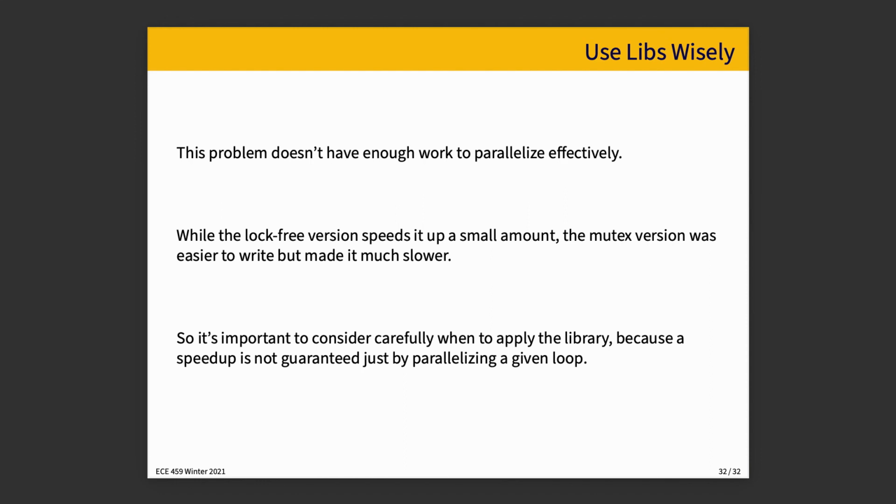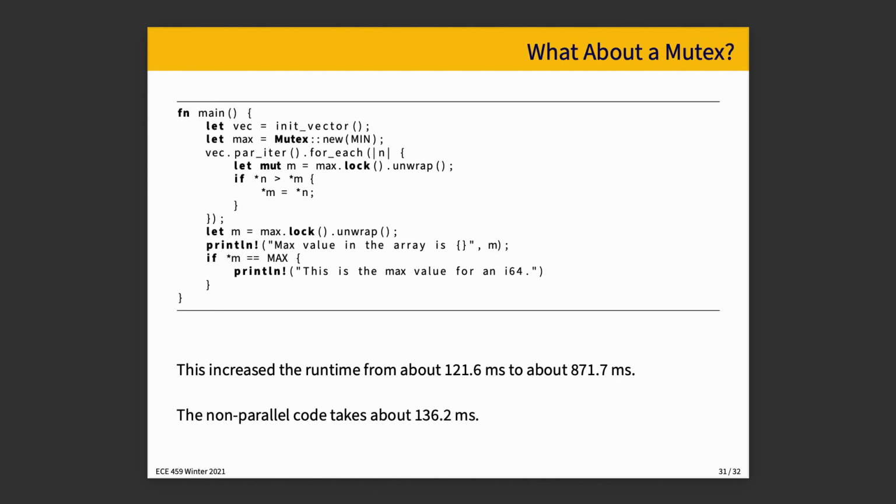I used an atomic type here, and in the notes we use a mutex instead. And here's the mutex version, just to see how simple it is. The generation doesn't really change at all, but this function is a little bit different. We create a mutex, and then we iterate over it. You have to lock it, unwrap, and then perform the modification, and then get the value when we're done. And as we can see, this takes the runtime from 121.6 milliseconds on the parallel version with atomics to about 871.7 milliseconds in the parallel version with the mutex.